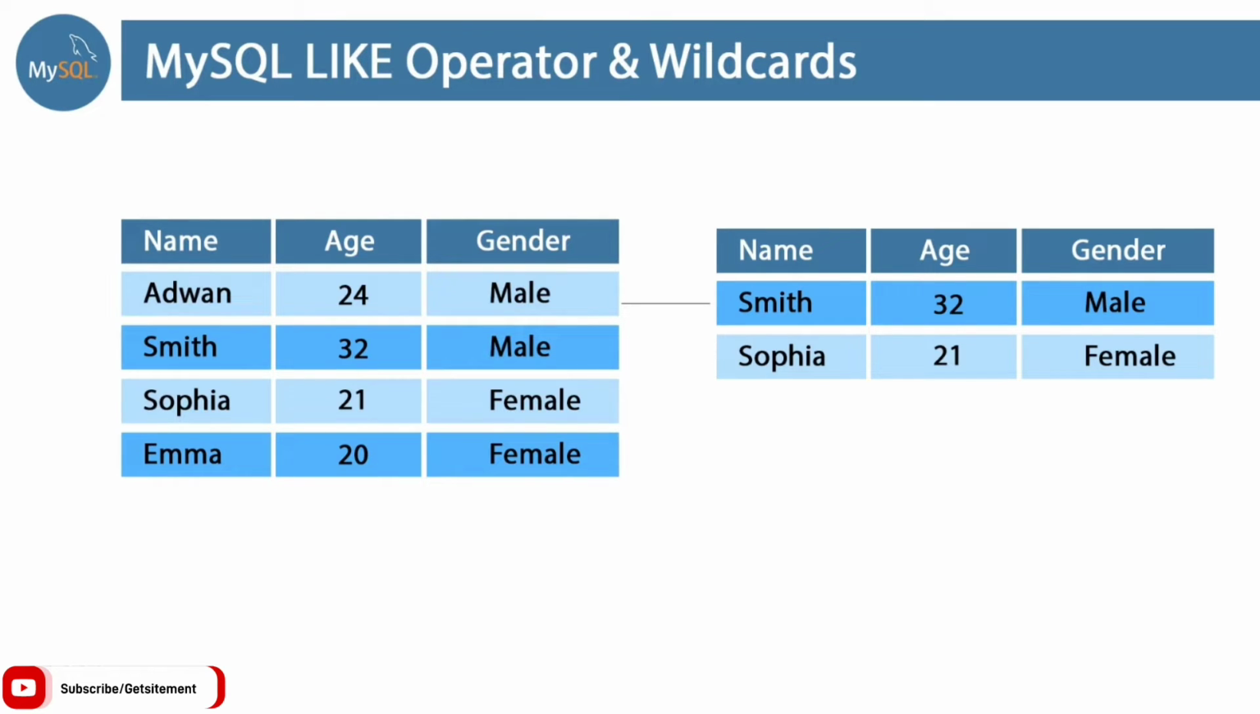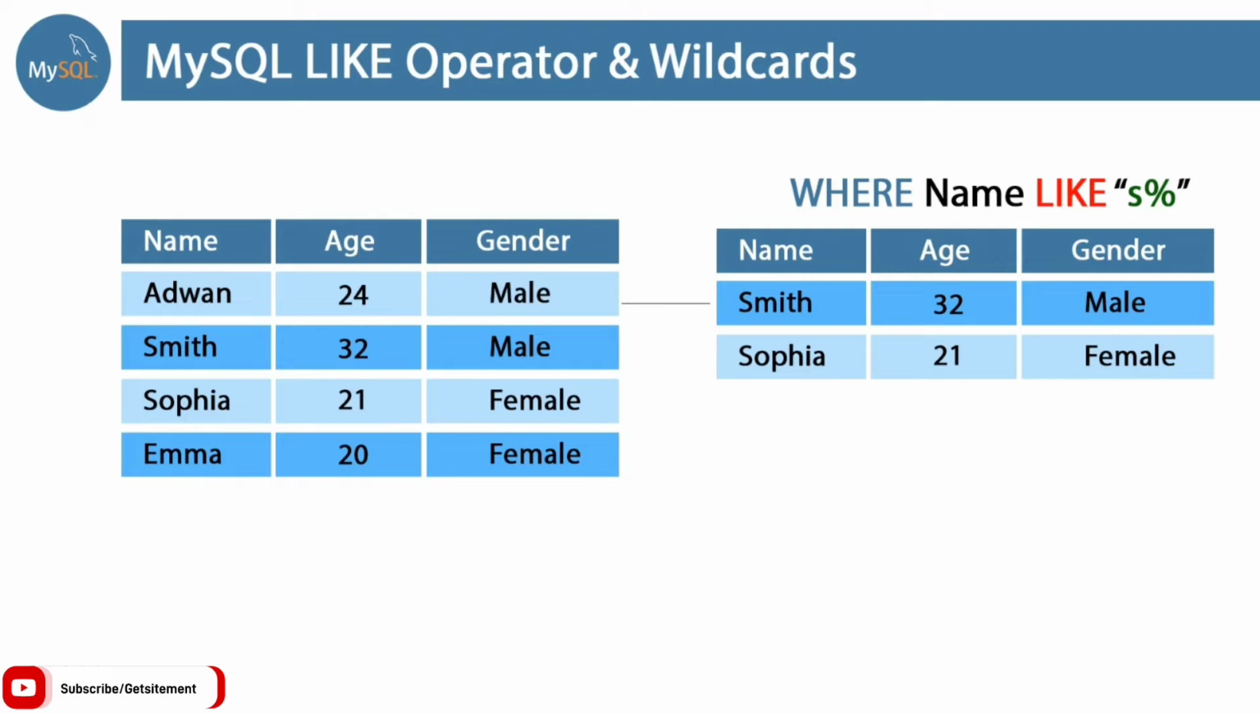And if you want to extract a result like this, then you need to use the LIKE operator: WHERE name LIKE inside the double quotes 'S%'. It means our word starts with S and we don't know how many characters will come after that. It may be 0, maybe 1 or maybe multiple characters. You can see we use the modulo sign.